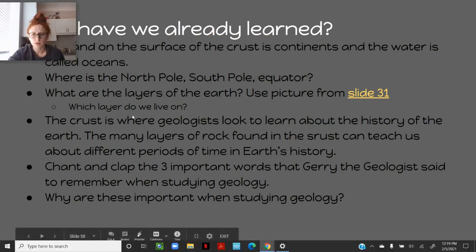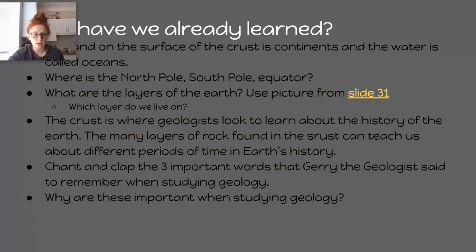The land on the surface of the crust is continents, and the water is called oceans. Where is the North Pole, the South Pole, and the equator? Hang on, I'm getting my globe. So, where is my North Pole? Top or bottom? Top. There's my North Pole. Where's my South Pole? Bottom. And where's my equator? Around the center. Remember that the equator is an imaginary line that splits our globe into a northern hemisphere and a southern hemisphere.